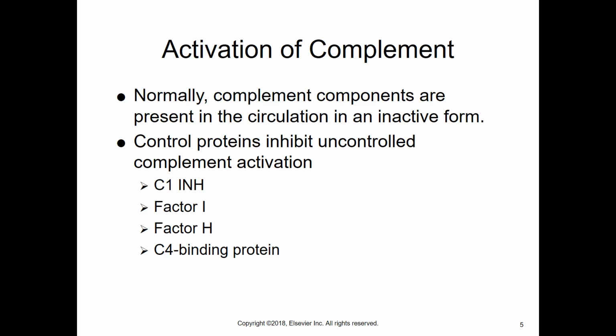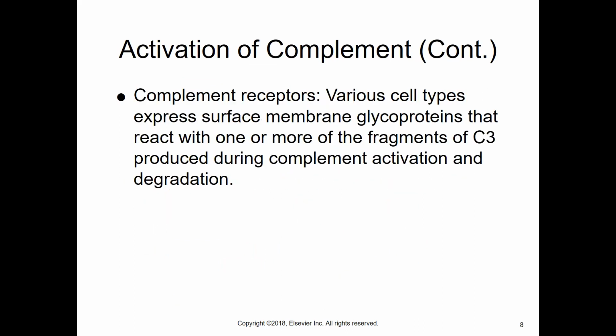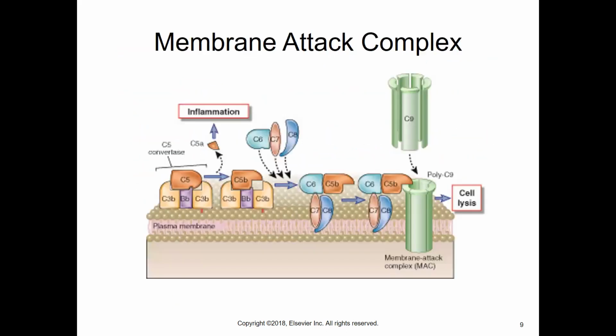So if you turn the page, the classic pathway has 3 major stages: recognition, amplification of the proteolytic complement cascade, and then the membrane attack complex. Out beside membrane attack complex, write C5b through C9.